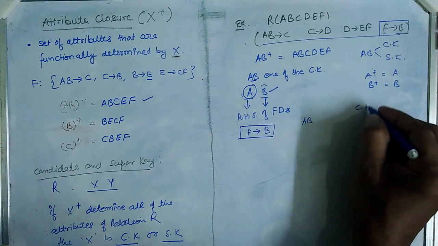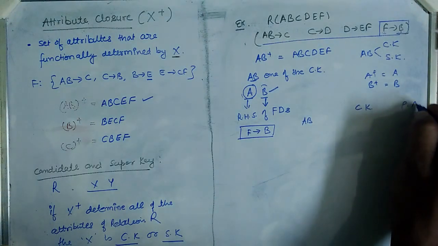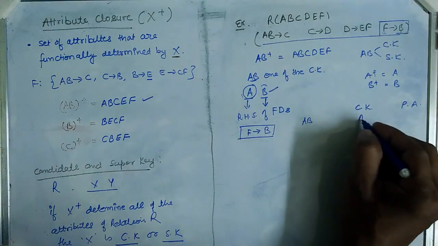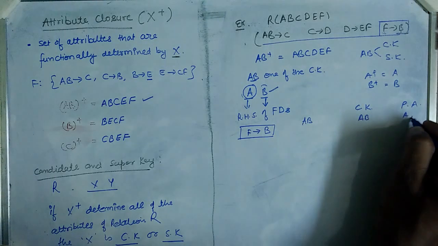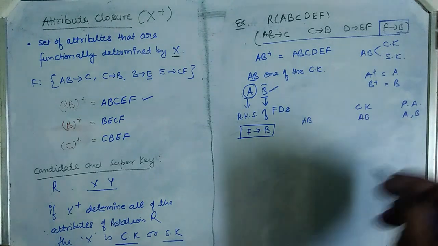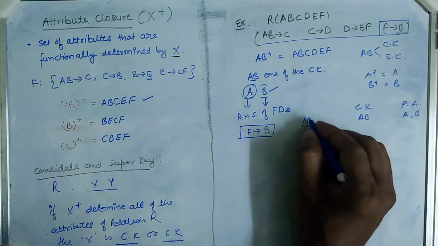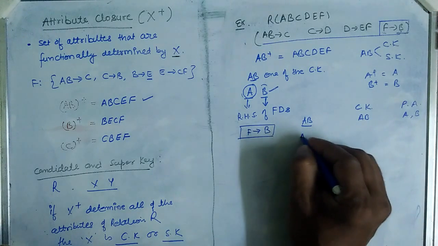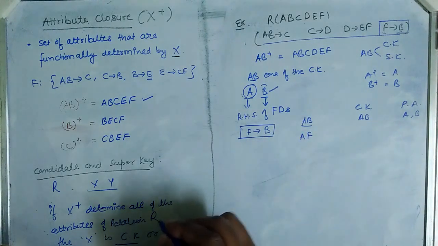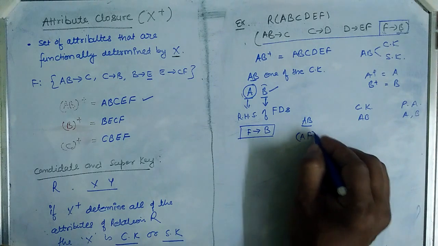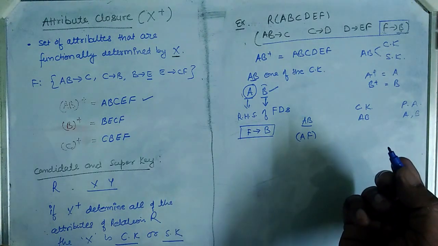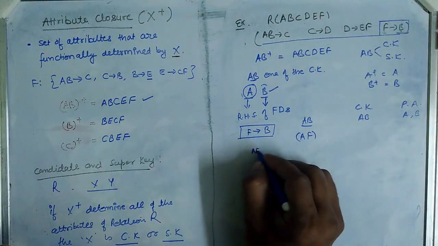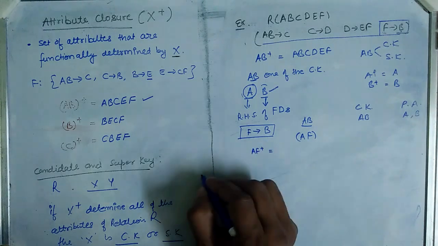So I write here the set of candidate keys and prime attributes. AB is a candidate key and prime attributes are A, B. For AB, because I found B in the right hand side of this functional dependency, I can replace it with F. So AF would be my next candidate key. Now you can verify it by finding the AF closure.